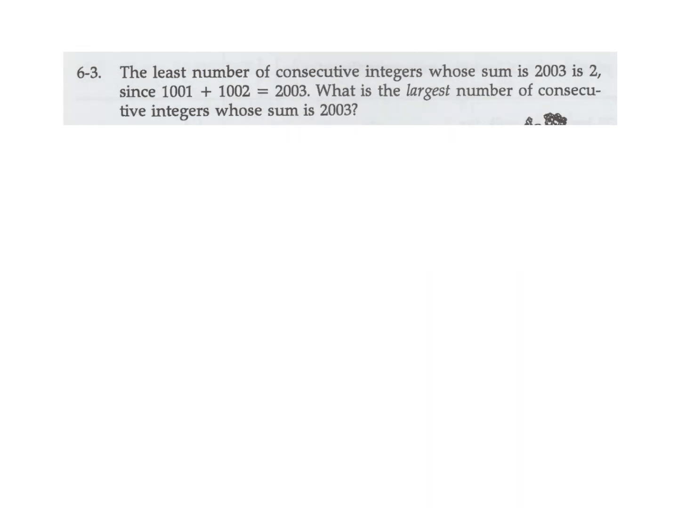The least number of consecutive integers whose sum is 2003 is 2, since 1001 plus 1002 is 2003. What is the largest number of consecutive integers whose sum is 2003? So what they're asking is, if you did x plus 1 plus x plus 2, consecutive integers, x plus 3, and so on, you eventually want to get to 2003.